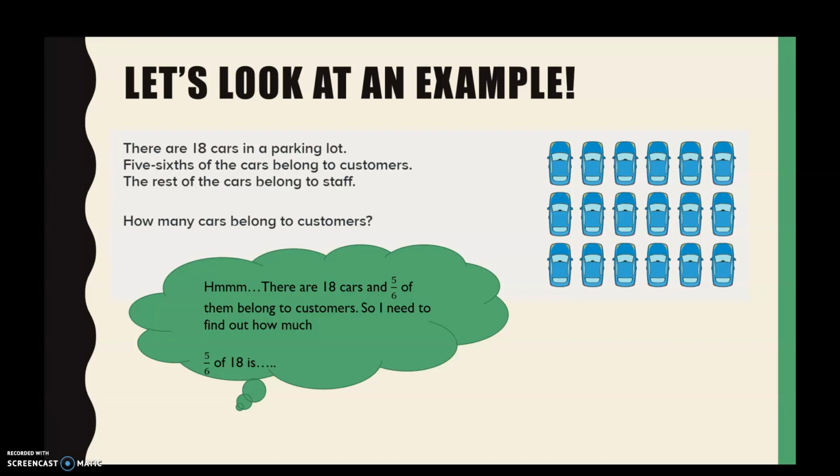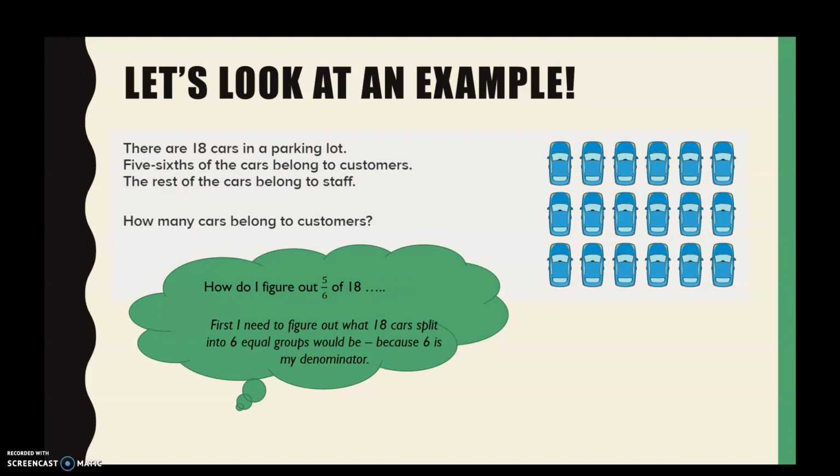So I'm really thinking about 18 cars. I love having a visual. I think it's very helpful. It doesn't have to be cars, it could just be dots. But I have 18 items in my whole group, and I need to figure out what 5/6 of them would be, because that's what belongs to the customers. So what is 5/6 of 18? I need to think about how I'm going to figure that out. I'll probably need to figure out how much 1/6 of 18 is. So I'm thinking about my denominator of 6.